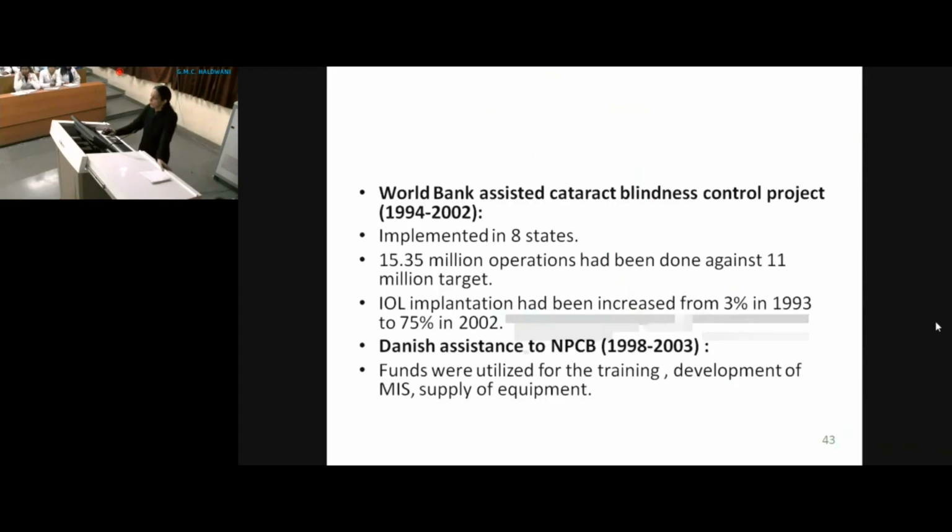So the World Bank assisted cataract blindness control project, from 94 to 2002, has been implemented in 8 states. 15 million operations have been done. IOL implantation has been increased. Danish assistance to NPCB. So all this is what we have as achievements of this program.